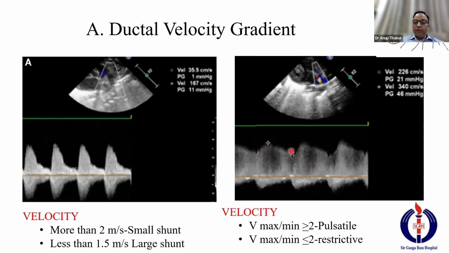So by looking at the Doppler flow, I know this is a restrictive duct. This is not going to cause much of a problem. I don't need to worry about this duct. Whereas if I find a duct like this, where you have a pulsatile kind of pattern, then I would like to further assess the duct for other parameters.